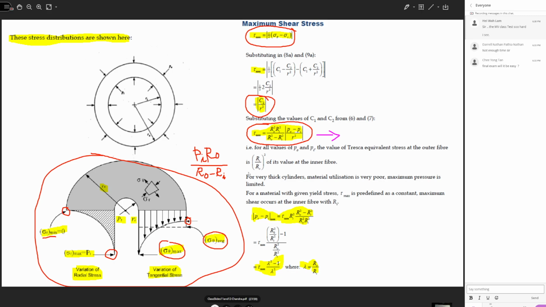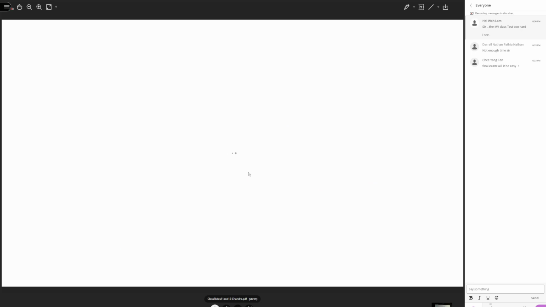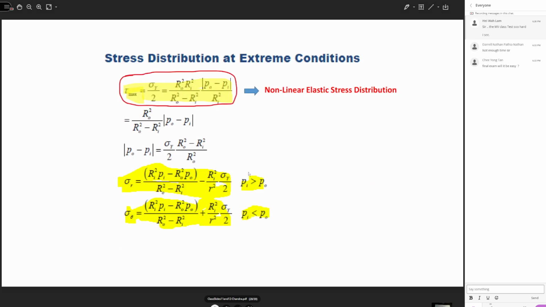The maximum shear stress can also be written in terms of yield stress. Let us see that in the next slide. In terms of the yield stress, you can write the maximum shear stress as sigma y over 2. This is the yield stress at extreme conditions, meaning once the material is just crossing the elastic limit and starting to yield. That will be your yield stress. So the maximum shear stress can be written as sigma y over 2.